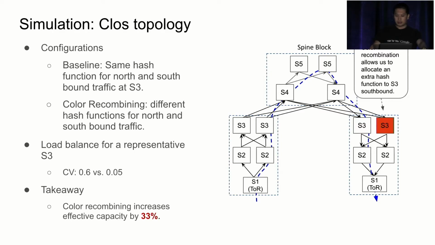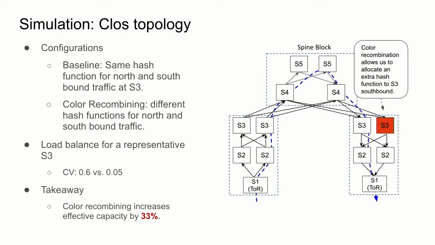So let's first look at the Clos topology. We compare 2 configurations. The baseline is, because of the lack of hash functions, we apply the same hash function for both the northbound and southbound traffic on the S3 chip. And with color recombining, it saves us one hash function at the stage 4 switch, which allows us to assign that extra hash function to the S3 southbound traffic. So we compare these two schemes.